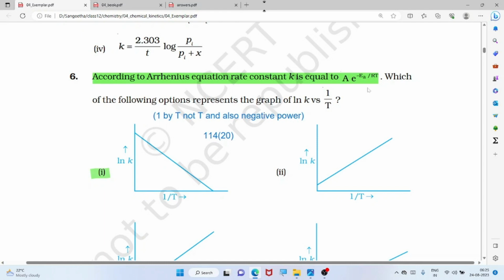When you increase 1 by T, then this negative value will increase. The negative value increases, so the rate constant will decrease. So, when you increase 1 by T, the negative value increases. That means the rate constant is decreasing. So this rate constant decreases as we increase 1 by T. So 1 by T, that is important, not T.